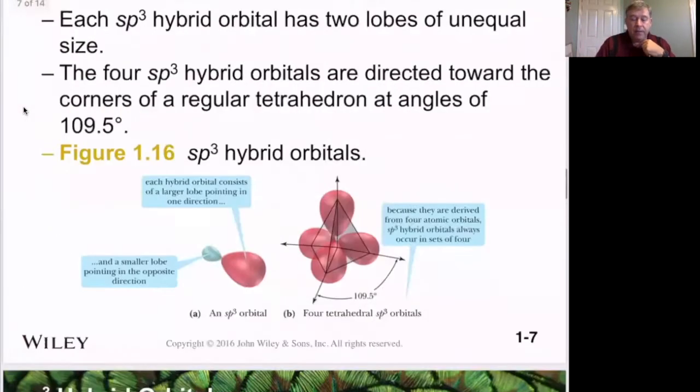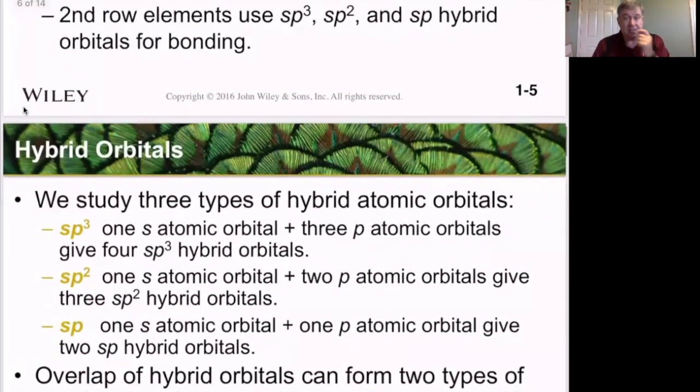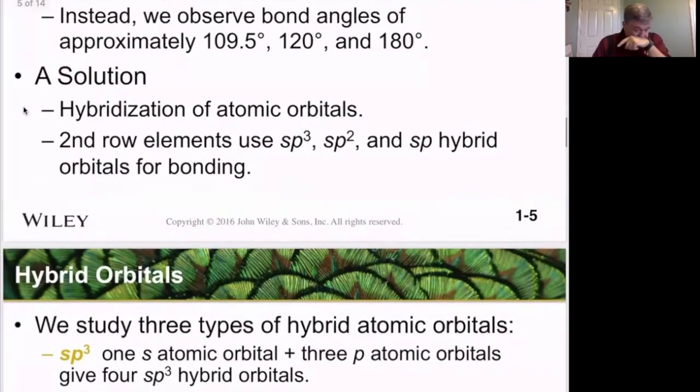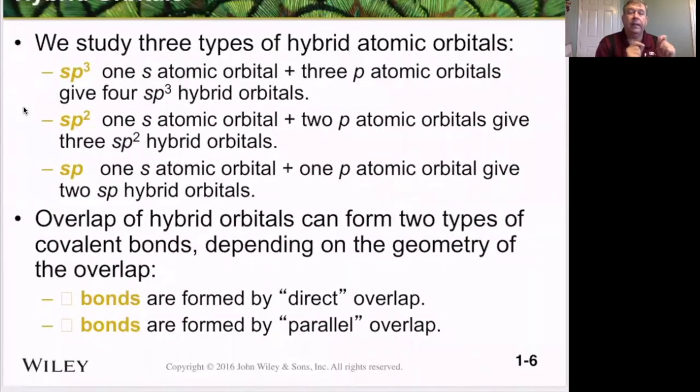Okay, so now that we show that we can blend those together, let's talk about the different types we have, okay? So I talked about what the shape would look like if we had the sp3, where we have 1 s orbital and all 3 p orbitals blended together. That gives us 4 equivalently shaped orbitals, okay? So that's what gives us our tetrahedral shape, okay?